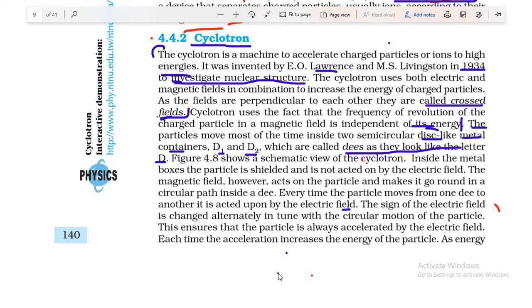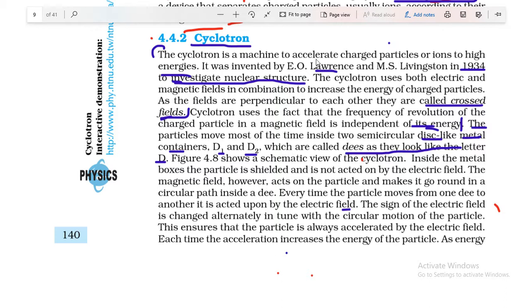Students, we are studying chapter 4, and yesterday we completed the topic cyclotron. Let's revise this topic quickly, and then we will start the next topic, that is Biot-Savart's law. Okay, so students, cyclotron is a machine.